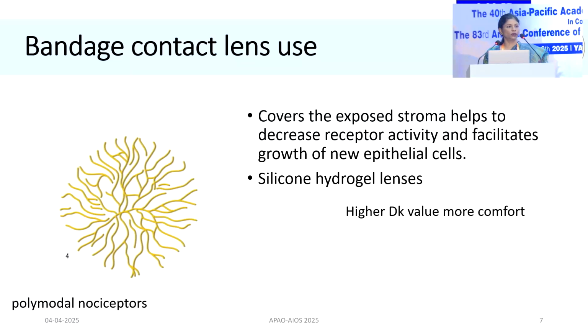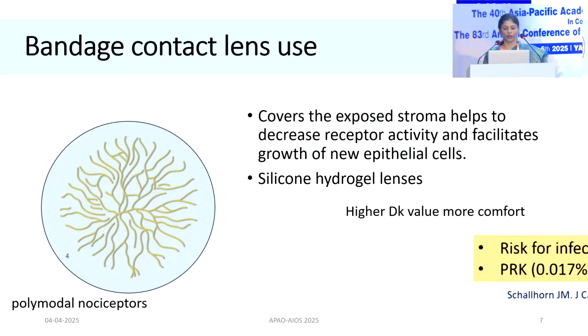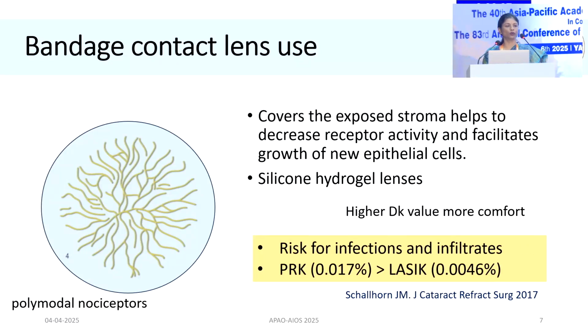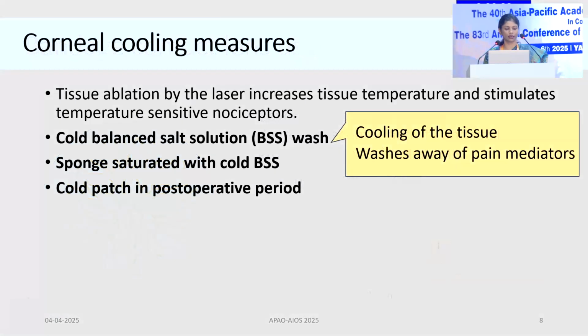The most common method which we use to reduce this post-PRK discomfort is the application of BCL after completing the procedure. It provides a physical barrier, covers the exposed nerve endings, and at the same time supports the epithelial healing. Among BCLs, we prefer using BCLs with high oxygen permeability, which translate to better comfort for the patients. At the same time, we should be careful about the risk of infection, because chances of infection in PRK with BCL are relatively higher than in LASIK cases.